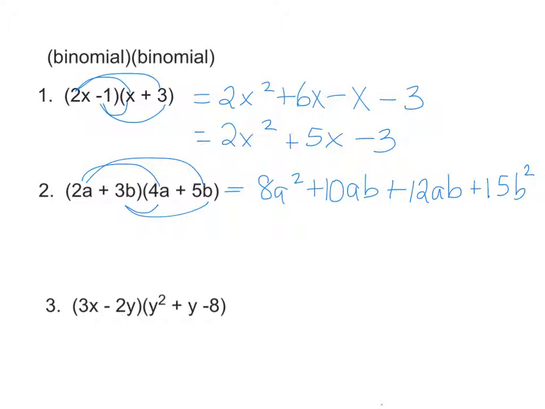Those 2 terms in the middle again are like terms. 10ab and 12ab. So when I combine them, I get 8a squared plus 22ab plus 15b squared.